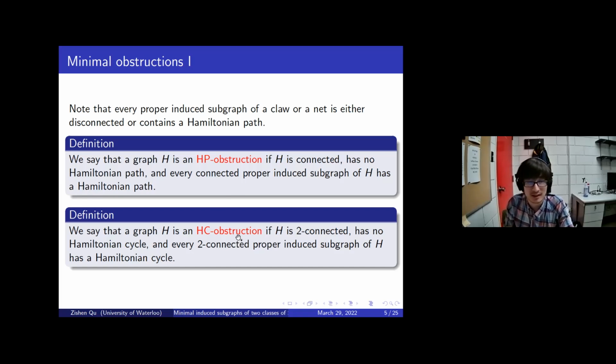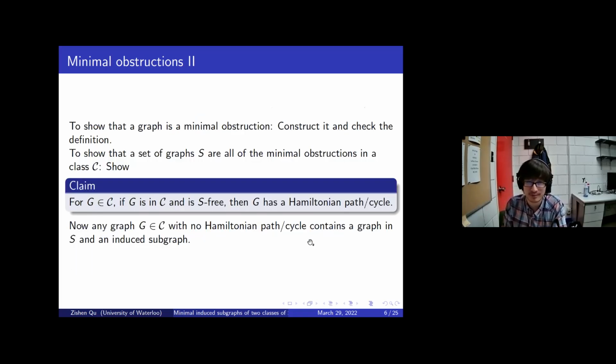So this is a natural question to ask, but the problem is this is actually not very easy. What's the strategy for trying to find these obstructions in the first place? Well, if you construct one, then you can just check the definition and show that it's an obstruction.